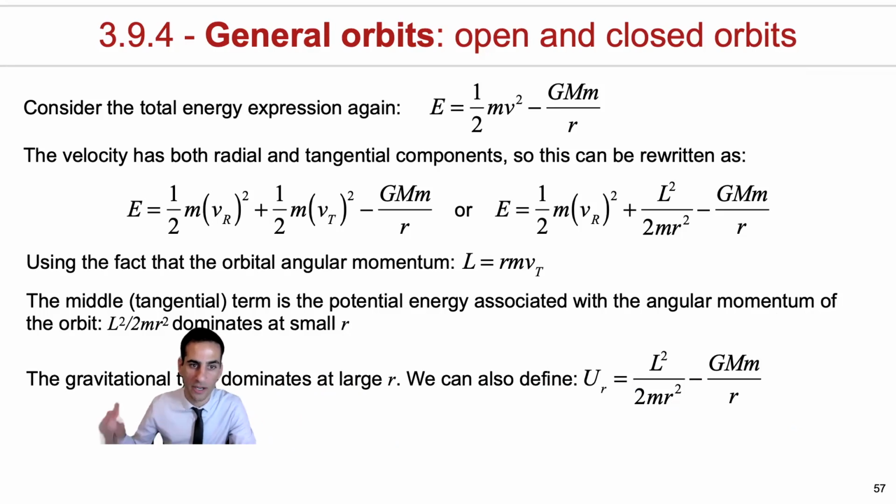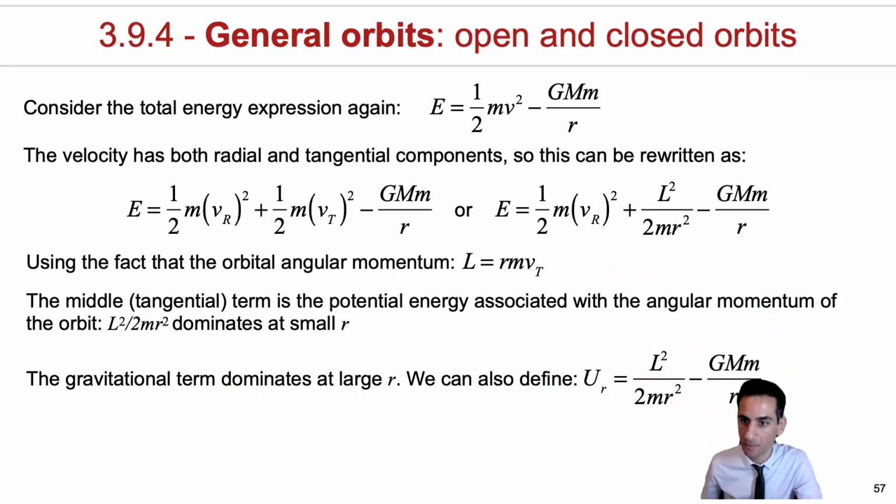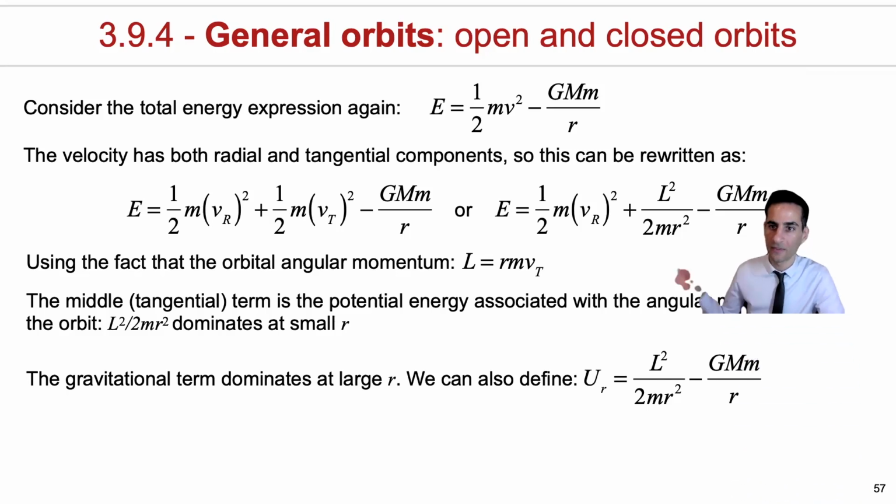This L squared over 2mr squared that you can see, this middle term, will dominate at the smallest r. That is because it is a term that depends on 1 over r squared. When r becomes very small, it is a term that will actually dominate. And it turns out that the term that dominates at larger r is the gravitational term. So it is possible to actually redefine this U_R, and we'll see why this might be useful to classify orbits, as essentially these two terms.